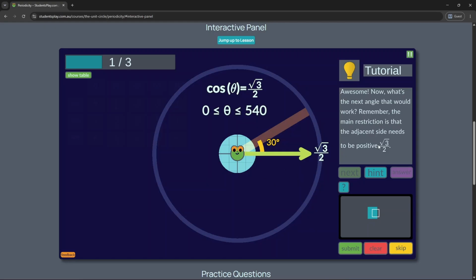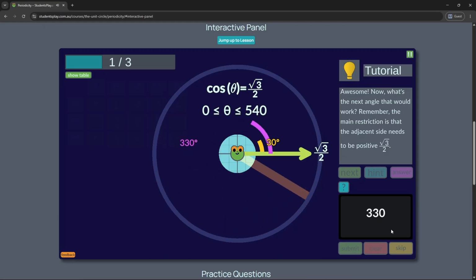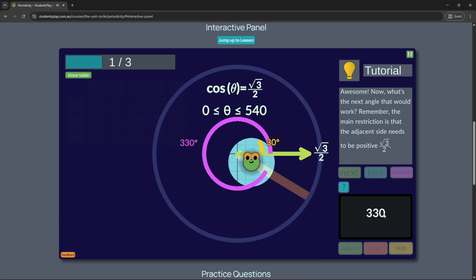And then because it's root 3 on 2, we still need to involve a 30-degree triangle. So down here, we'd have to put a 30-degree triangle right here. So we could go around to 360 and then go back 30, so 330. I'm going to click on the box before I type it. There we go. Okay. Gotcha.